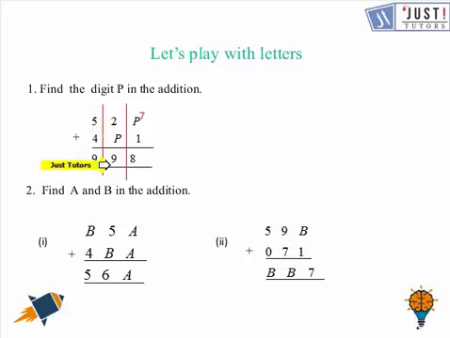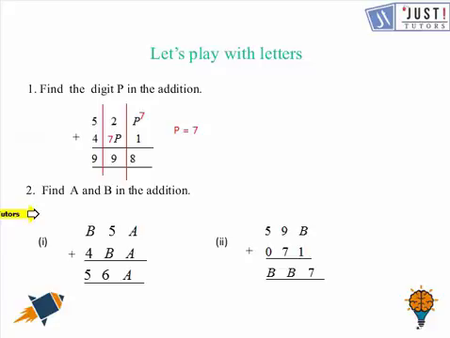2 add p is 9. And as we have already discussed that the value of p would be 7, so 2 add 7 would be 9, which is satisfying this condition as well. It means our answer is absolutely correct and we have broke the code and p here actually stands for 7. Let's try some more questions now.